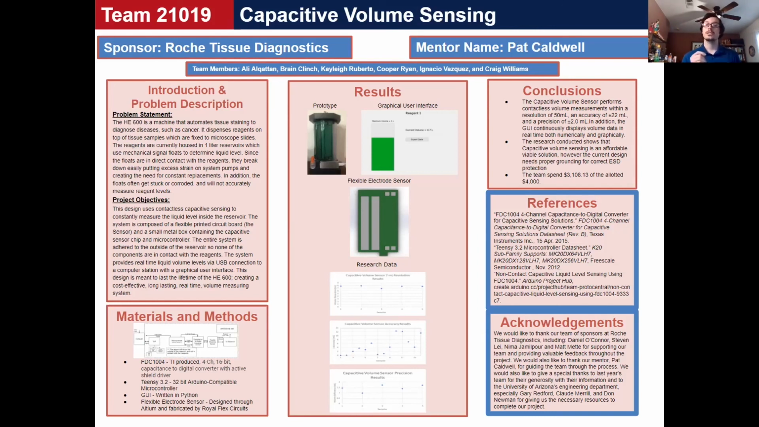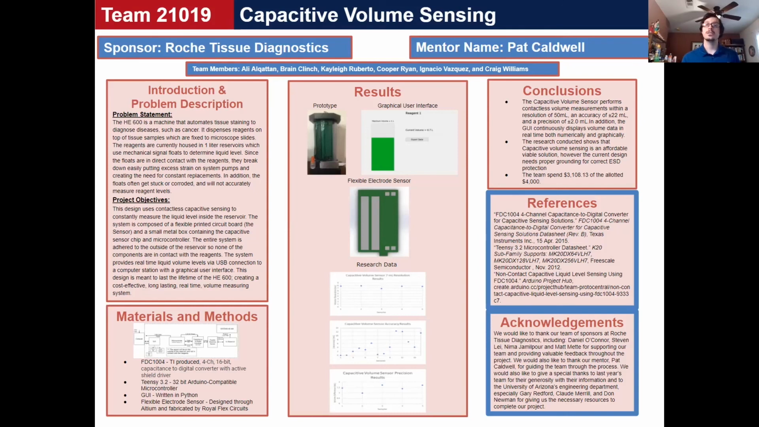So finally, we would like to acknowledge everyone that helped us along the way. We'd like to thank our team of sponsors at Roche Tissue Diagnostics, including Daniel O'Connor, Stephen Lay, Nima Jamalpour, and Matt Met, for supporting our team and providing valuable feedback throughout the project. We'd also like to thank our mentor, Pat Caldwell, for guiding the team through the process.